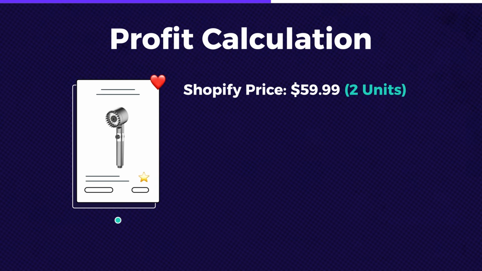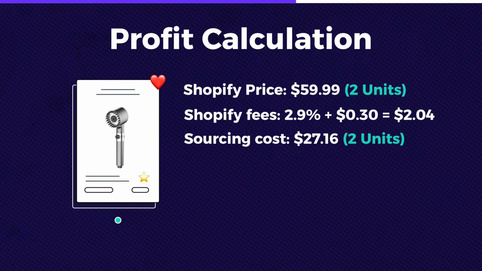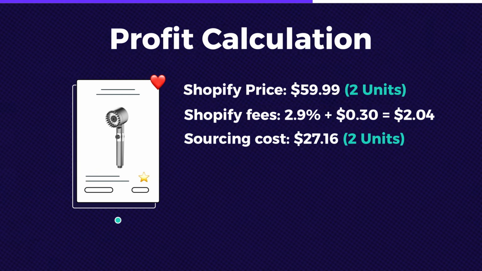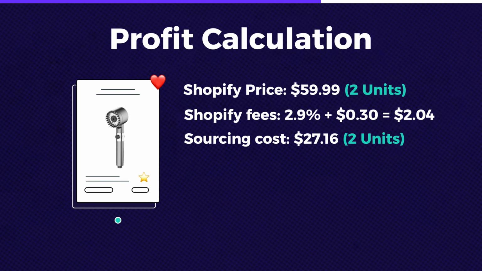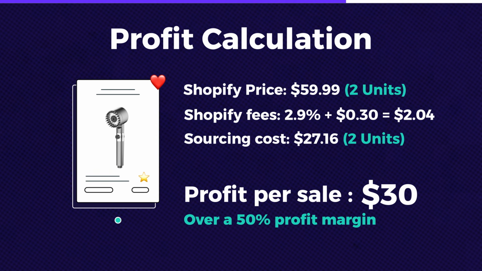The store is selling a bundle of 2 units for $59.99. If we source each unit for $13.58, the total cost for 2 units is $27.16. That means if we sell at $59.99, we're looking at around $30 in profit, which is over a 50% profit margin. Guys, this is an amazing find. A product that's already performing well with paid ads, has high demand, and gives us a strong foundation to market effectively.